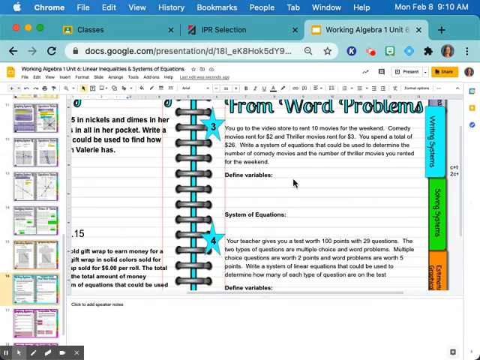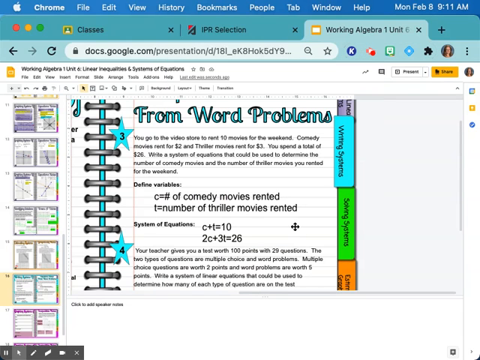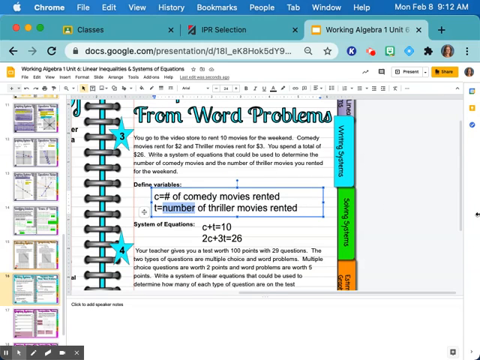Okay, so I'm going to pause it again so you can do number 3. All right, so let's see how you did and compare it to mine. So C is the number of comedy movies rented. T is the number of thriller movies rented. Together, the movies will add up to be 10. So C plus T equals 10. And then the cost is 2 times C plus 3 times T equals 26. Yep. All right, I'm going to pause it again, let you do 4.